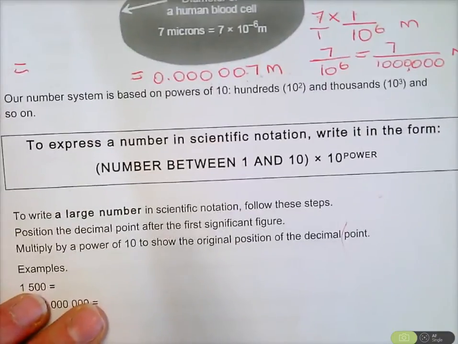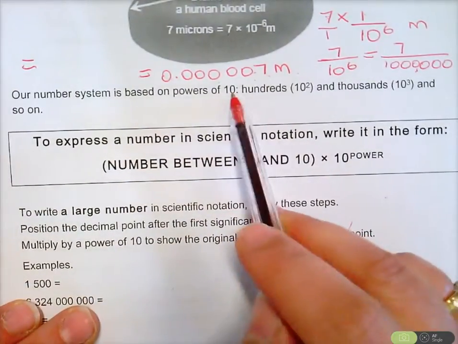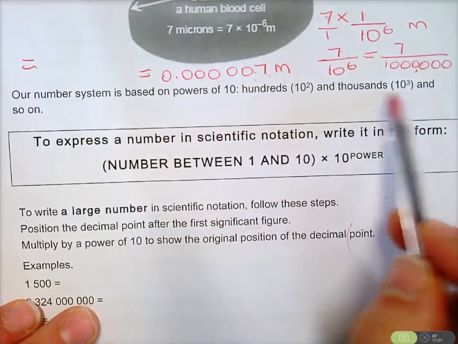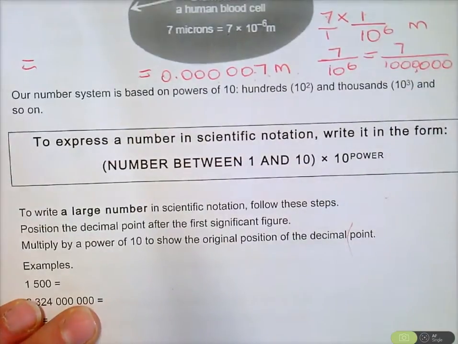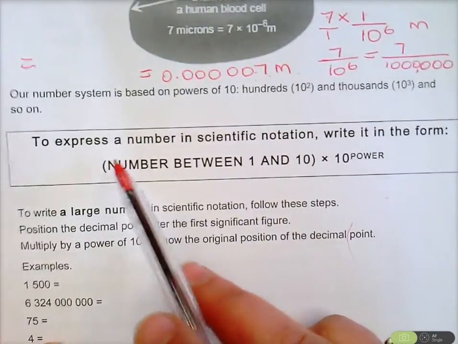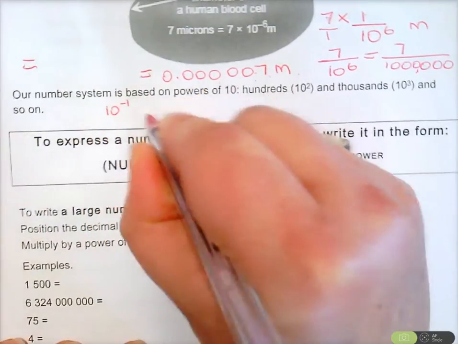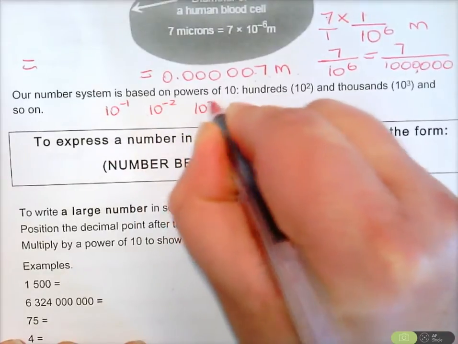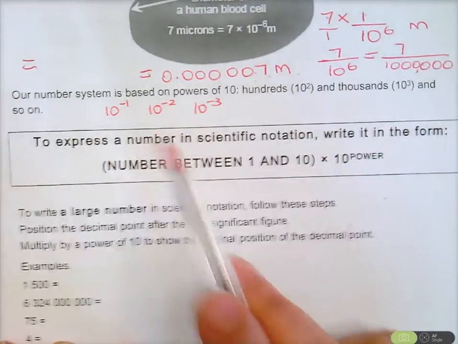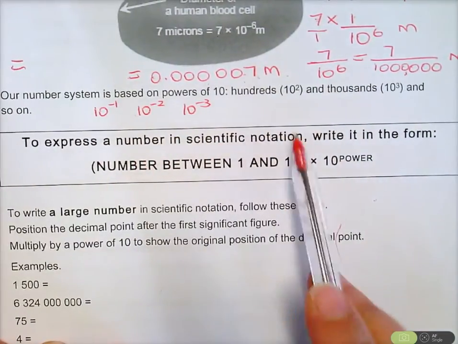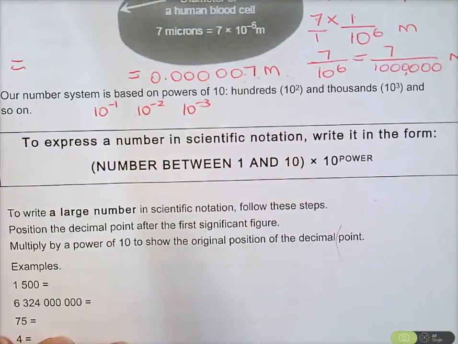So, how do we know how to write it? Well, there's a certain way we write it. Because our number system is based on powers of 10, 10 squared, 10 cubed, etc., 10 to the power of 4, we can also write numbers as negative powers, you know, 10 to the negative 1, 10 to the negative 2, 10 to the negative 3 as well. So to express a number in scientific notation, we write it in the following form.